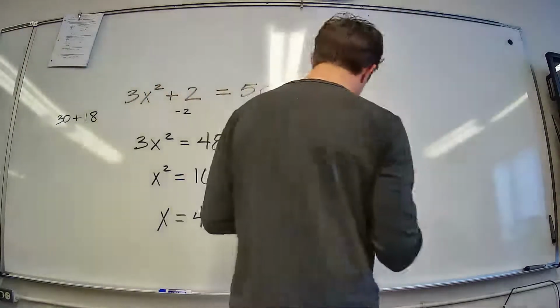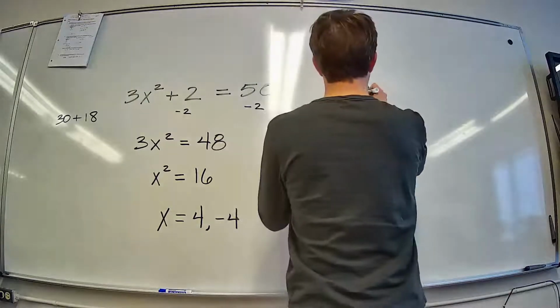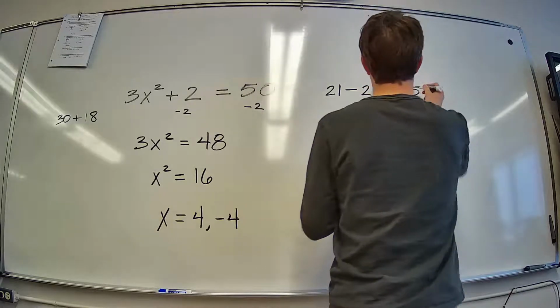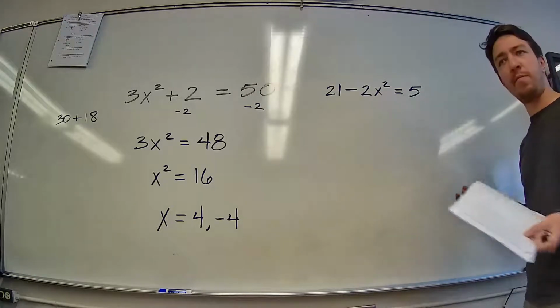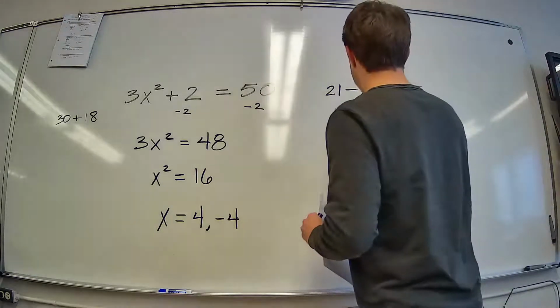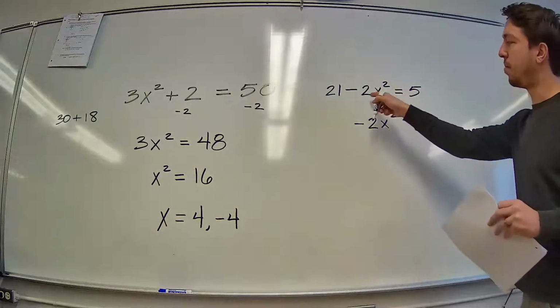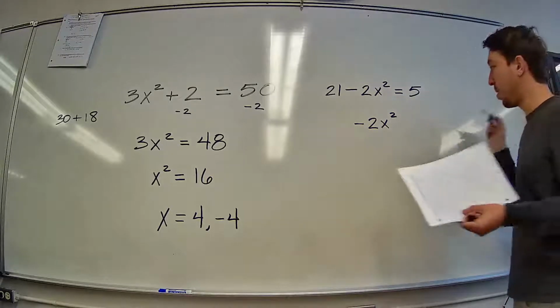C. Sure, C. 21 minus 2x squared equals 5. Okay. What do you guys think the first step should be? Yeah, subtract 21 from both sides. Someone in the other class said they prefer to move that guy to this side. I'm like, yeah, sure, that works too.